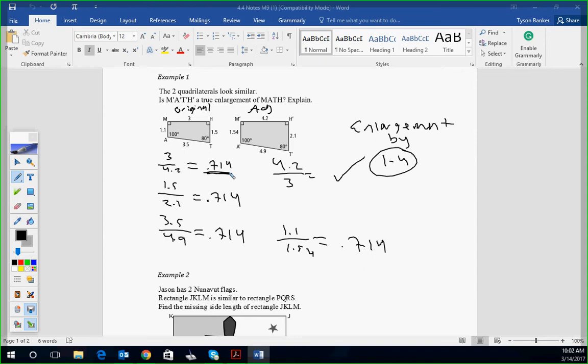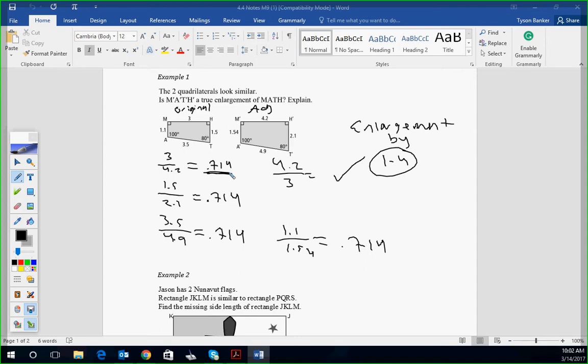But the one thing I want to say is that if I asked what's the enlargement and you put it the wrong way, you should understand that 0.714 is not an enlargement. 0.714 means 71%, right? So that's going to make it smaller compared to 1.4. 1.4 is bigger than 1. Anything bigger than 1 is an enlargement. Anything smaller than 1 is a reduction. Yes?